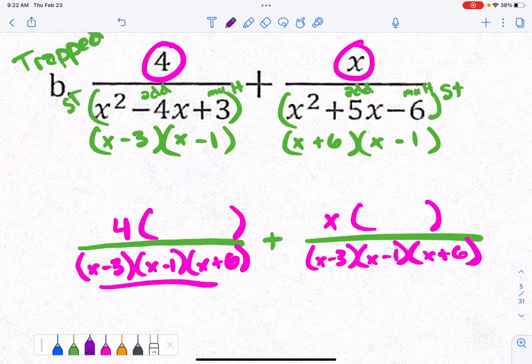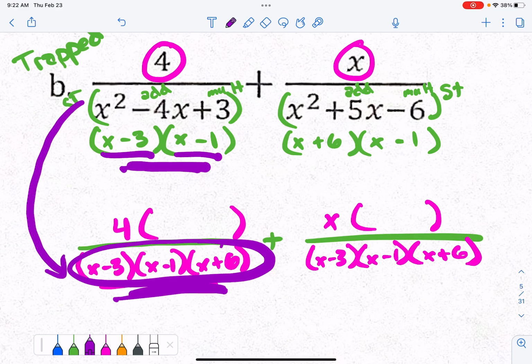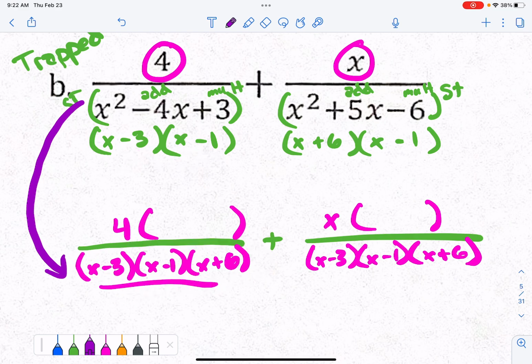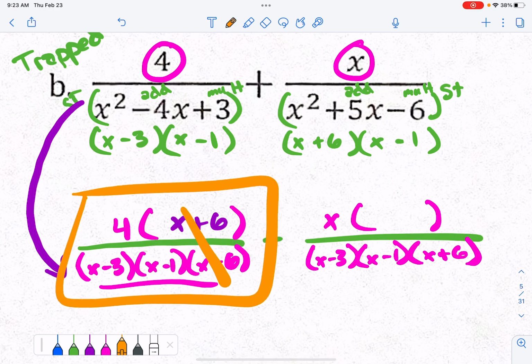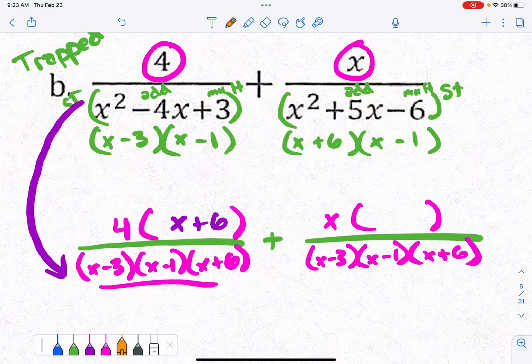So all I'm doing is looking at this and comparing it to this. I had x minus 3 and x minus 1. What is he missing that he has down here that he doesn't have up here? He does not have an x plus 6, which means I need to add an x plus 6, right? If I would cancel the x plus 6s, I would be back to what I had to begin with. The x plus 6s would cancel. So I'm just adding those additional x plus 6s because that's what he needs from the bottom, okay?